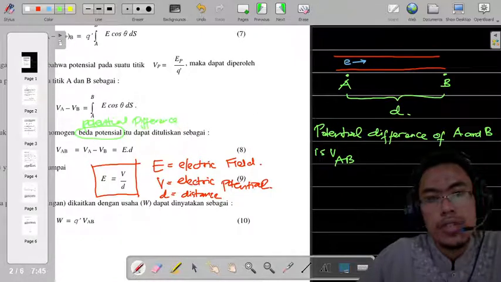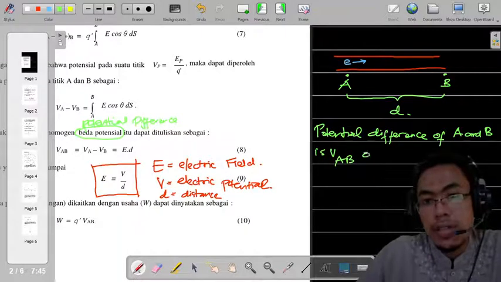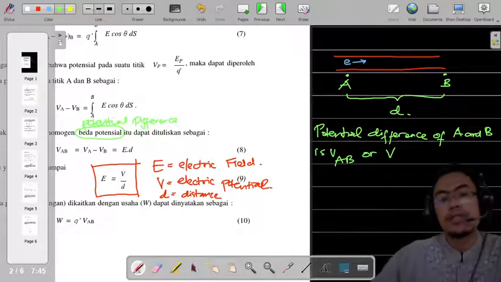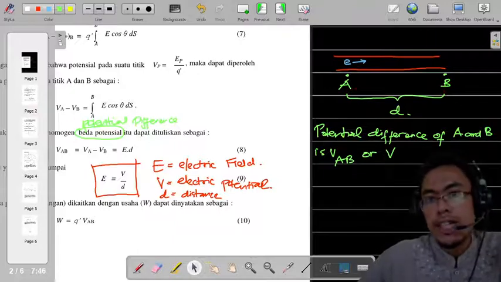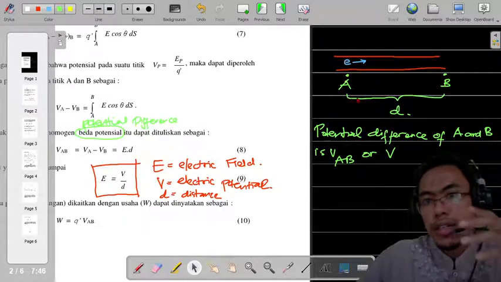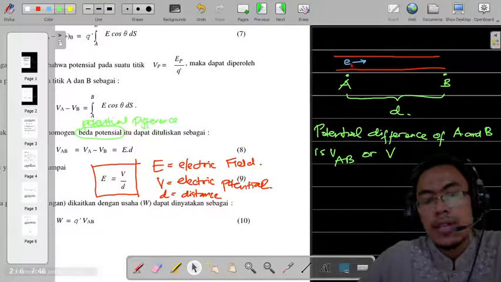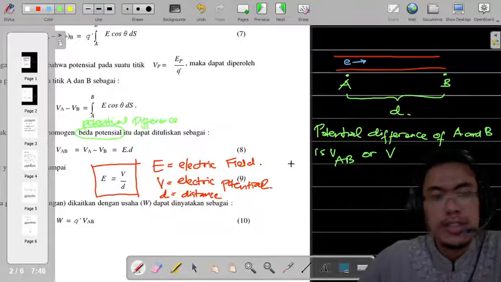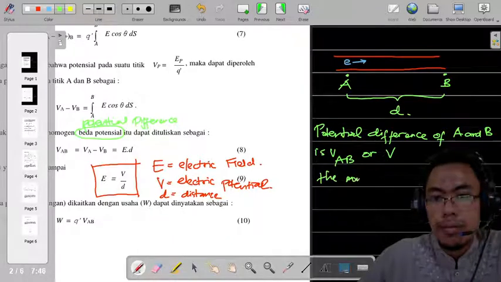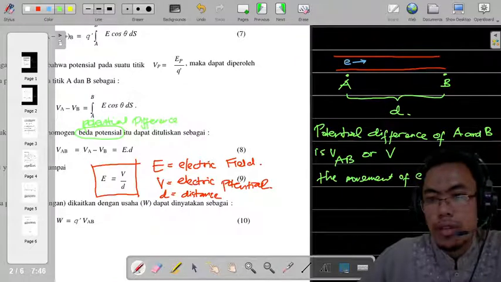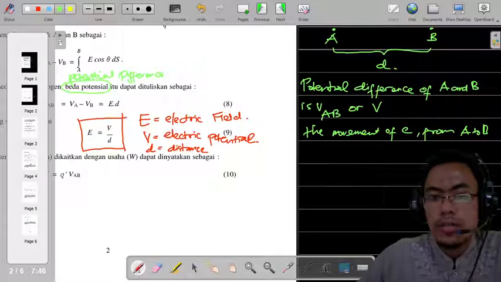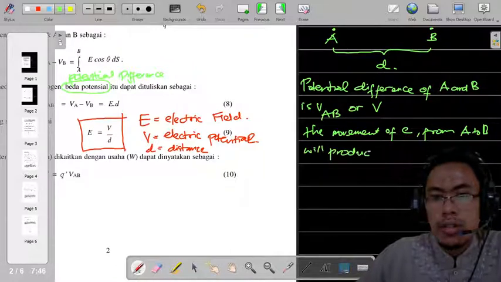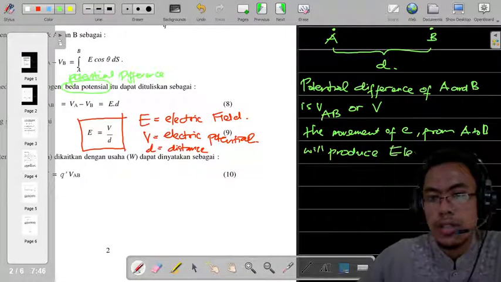The potential difference between point A and B is VAB, or sometimes just mentioned as V. Okay, so because there is a potential difference between A and B, then the electron will move from A to B in the distance of D, and the movement of the electron from A to B will produce an electric field.